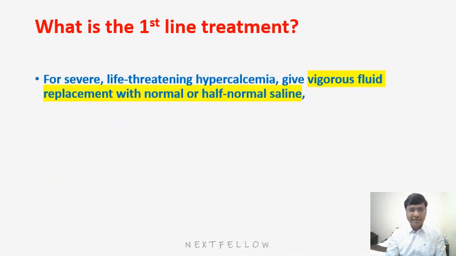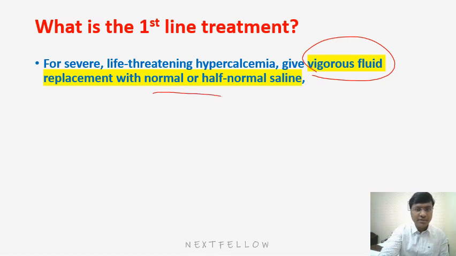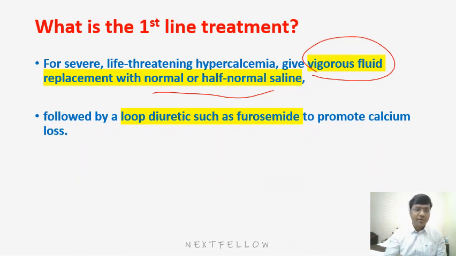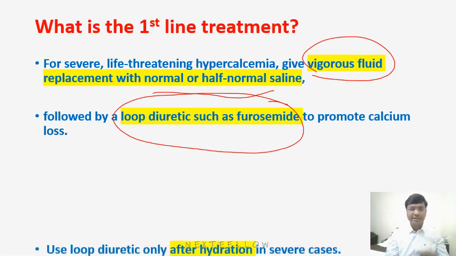So for that, you have to give vigorous fluid replacement with normal or half normal saline. Okay, so when there is severe life-threatening hypercalcemia, you need to give vigorous fluid replacement with normal or half normal saline. And followed by that, you need to give a loop diuretic, such as furosemide, mainly to promote calcium loss. So that is about the first line treatment in hypercalcemia. That is first IV fluids and then furosemide.